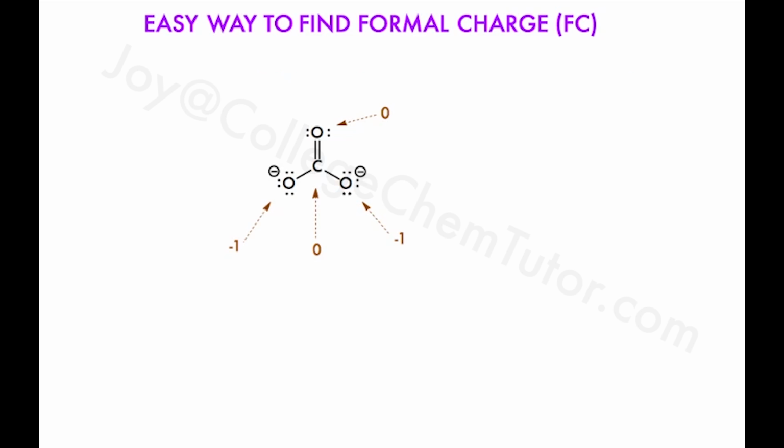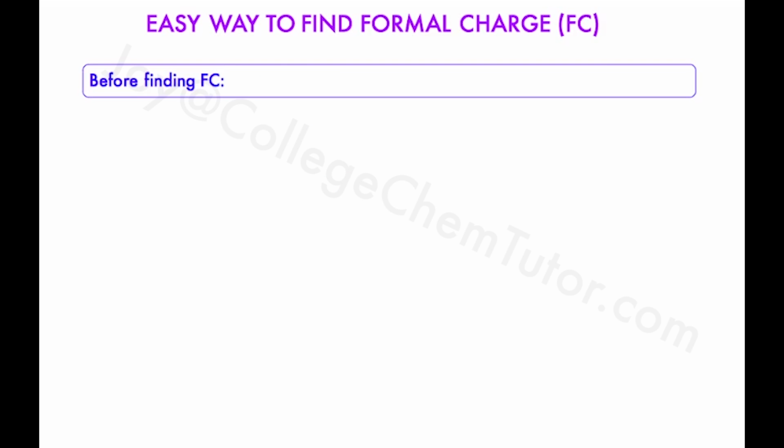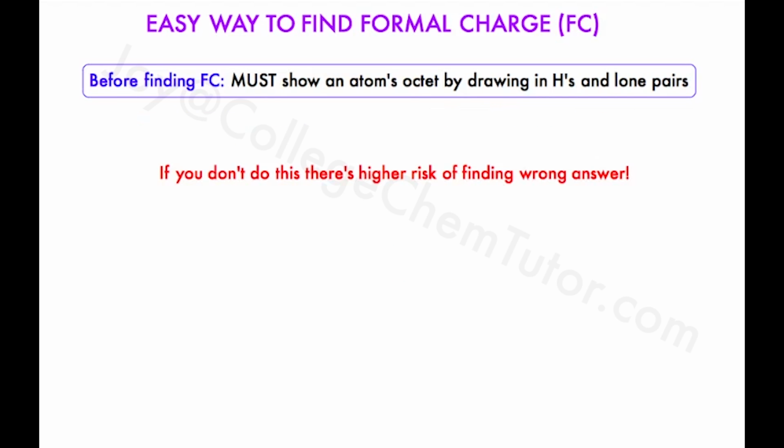As a pre-step for finding formal charges, you have to draw in all the hydrogens and lone pairs on an atom to show their octet. If you overlook any groups, there's a higher risk of finding the wrong answer. So it's very important to do this step before we continue.